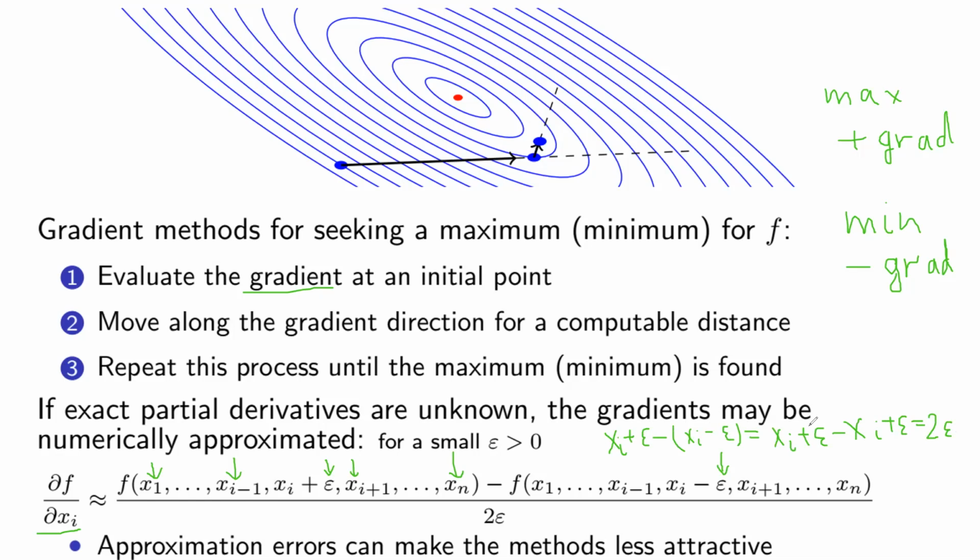Because this is an approximation of the derivative, not the exact derivative, it makes this method less attractive. We don't find the exact gradient, but we find something similar to it. Nevertheless, when you don't have any other option, this is the option you go with.